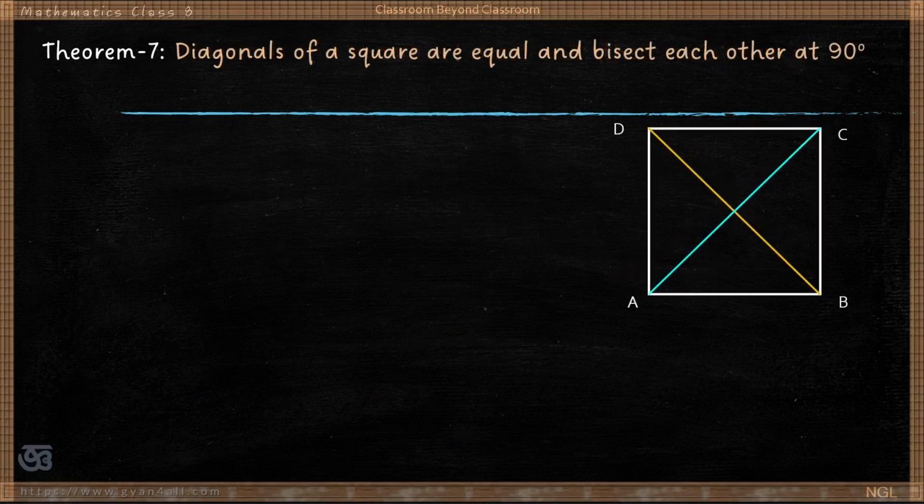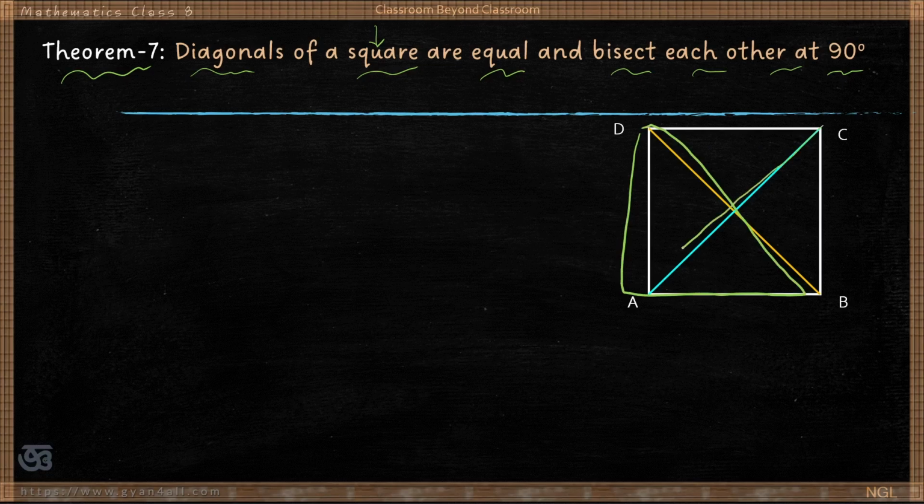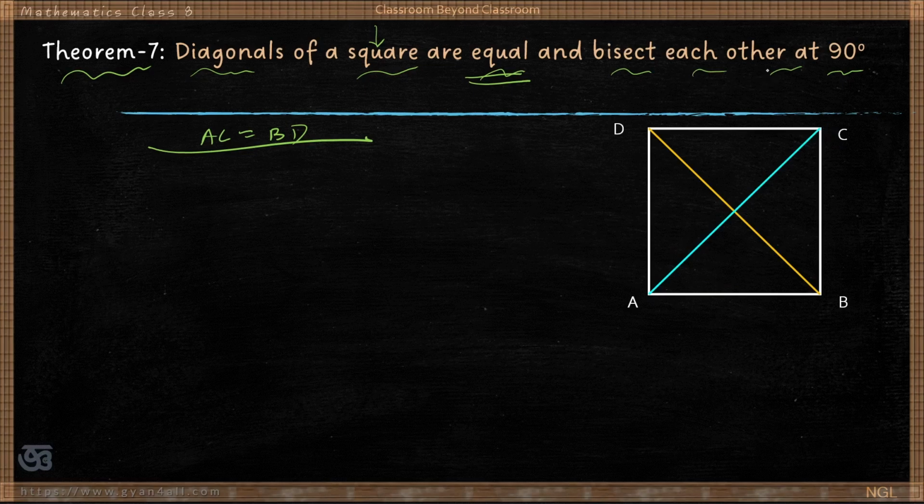Now theorem 7: diagonals of a square are equal and bisect each other at 90 degrees, or at right angles. Diagonals of a square are equal, that we can easily prove. Already we have proved the same thing for a rectangle. So in the square it will also be the same. We have to take this triangle and this triangle first, and then we can prove that the diagonals are equal. So we can easily prove that AC is equal to BD.